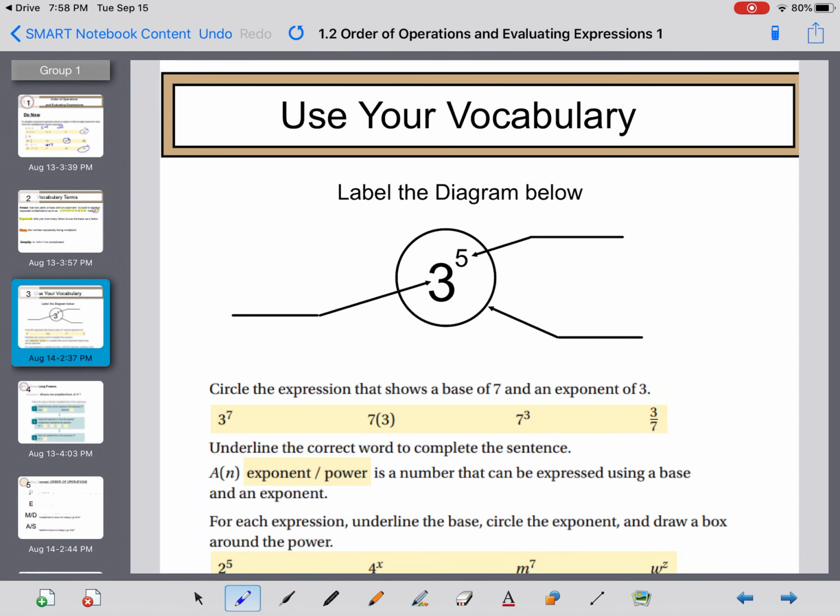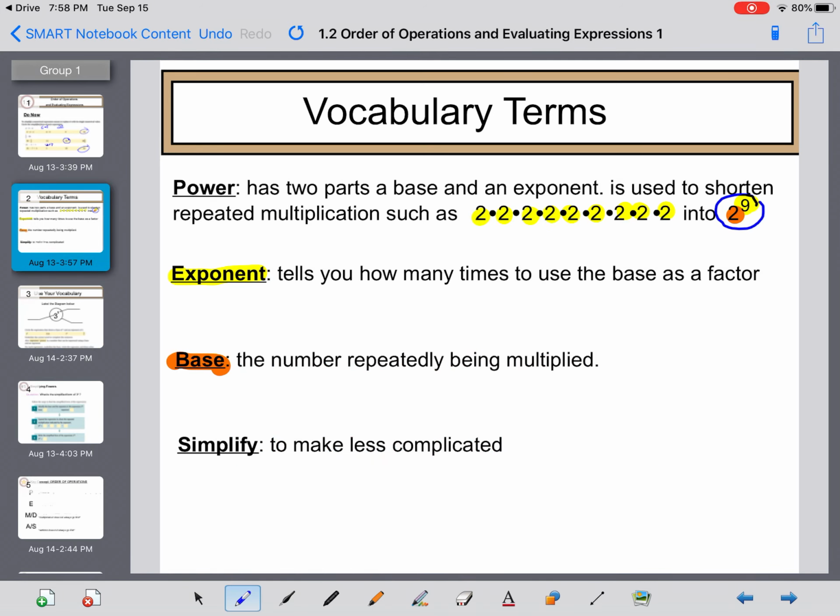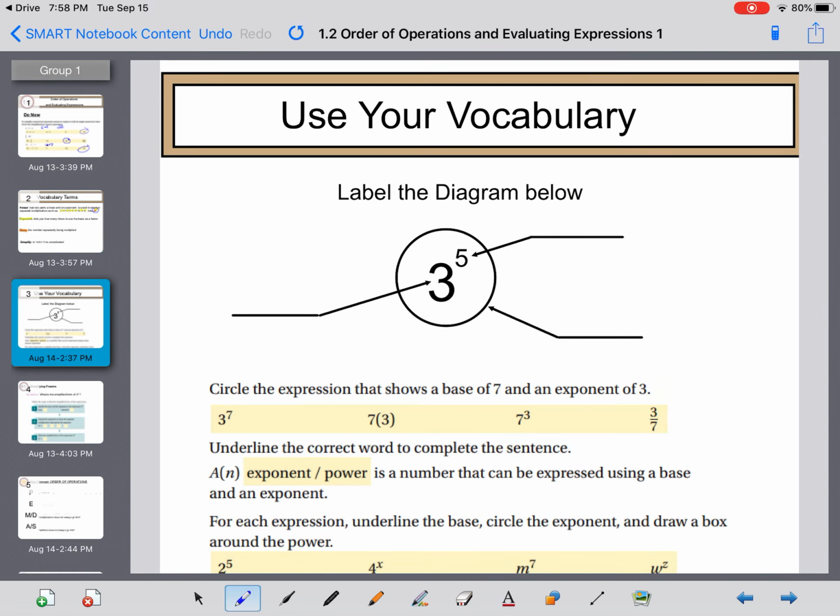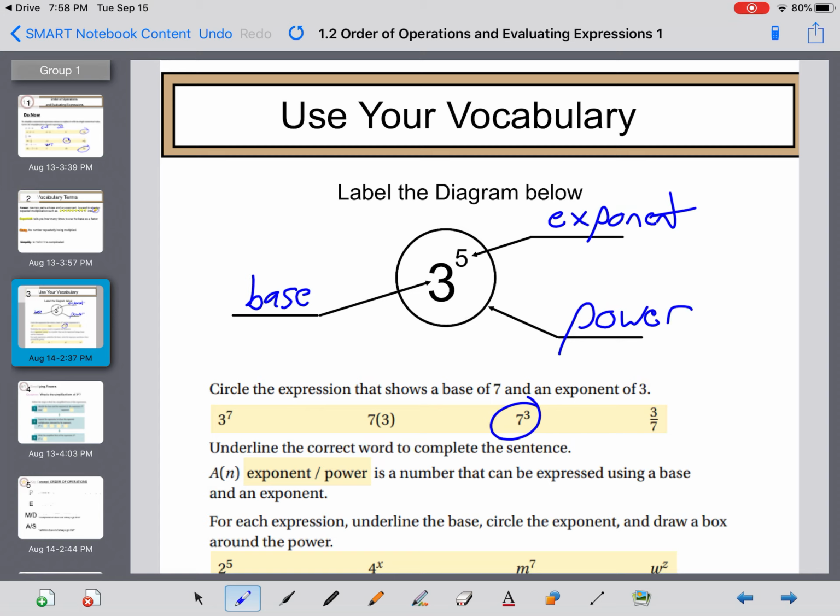All right, so using your vocabulary, they want us to label power, exponent, and base. So go back to your definitions. The power is the entire thing. So the giant circle around the 3 to the 5th is your power. The exponent is 5. And the base is 3. Circle the expression that shows a base of 7 and an exponent of 3. Easy enough. Choice number 3.